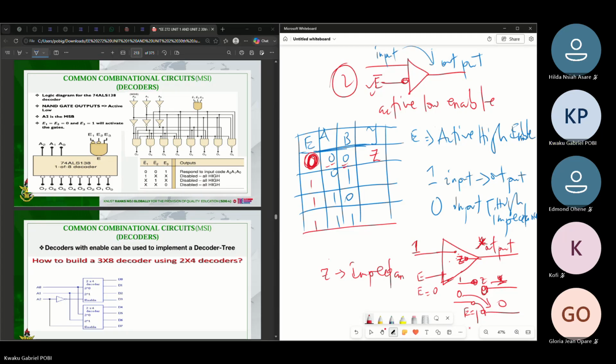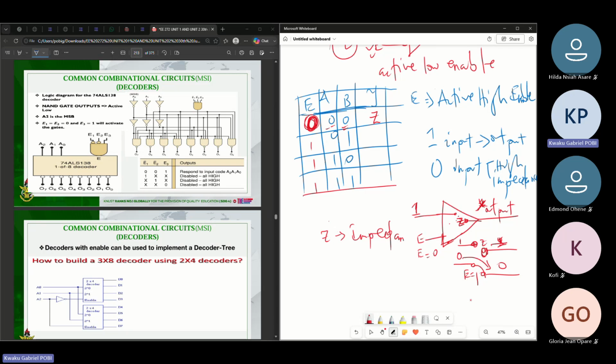And in a case where your input is 1 like this, and then your enable is also a 1, that means it will close the switch for your input to flow down to your output as a high like this. So that's the essence of using enable in our systems. Sometimes you don't want signals to be seen at your output side. So when they come, you have to, in a way, open your circuits.